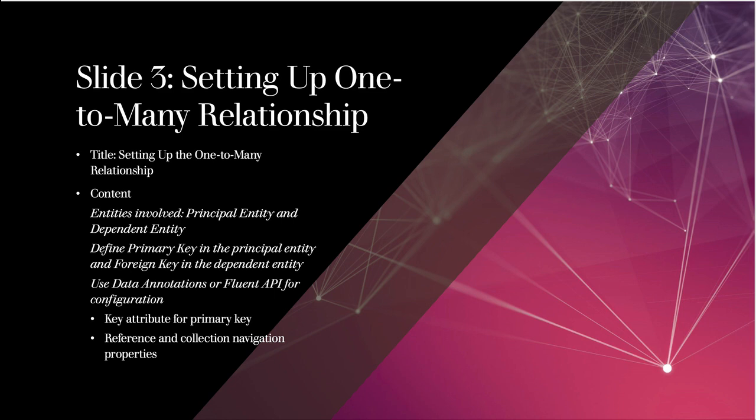To represent this relationship in code, we will use data annotations or the Fluent API to set up the primary and foreign keys. We also define two types of navigation properties: a reference navigation for linking to a single manager, and a collection navigation for representing the employees that a manager supervises.